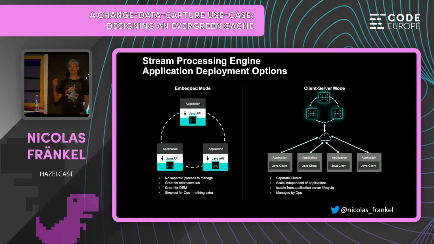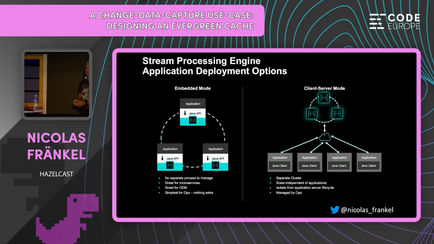Hazelcast has two main deployment strategies. Who here is a Java developer? Not that many. Okay, that's good. So if you are a Java developer, it's very easy. You use Hazelcast as a library. You put it on the classpath. When you start the application, you start your node. Auto discovery, they will form a cluster, and then you can use it. That's great. That's how you start playing with Hazelcast if you are a Java developer.